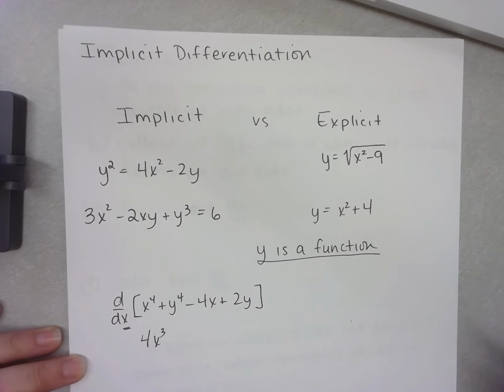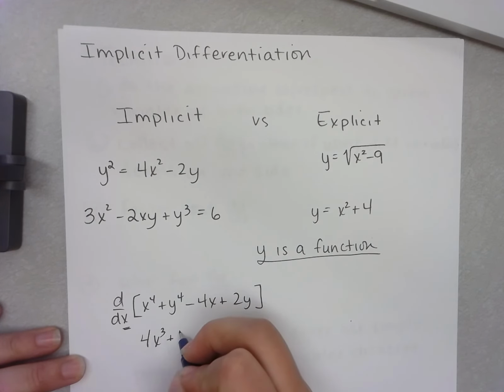Now my next one is y to the fourth, and I'm doing the derivative with respect to x. Y, unless it's explicitly stated, is not just a constant or a variable, right? We treat it like it's a function. The chain rule says that we would take the derivative of the outside with the inner one in place, and then multiply by the derivative of the inner function. Well, we don't really know what the inner function is, so we take the derivative of the outside, which is 4y cubed, and then we multiply by the derivative of the inside.